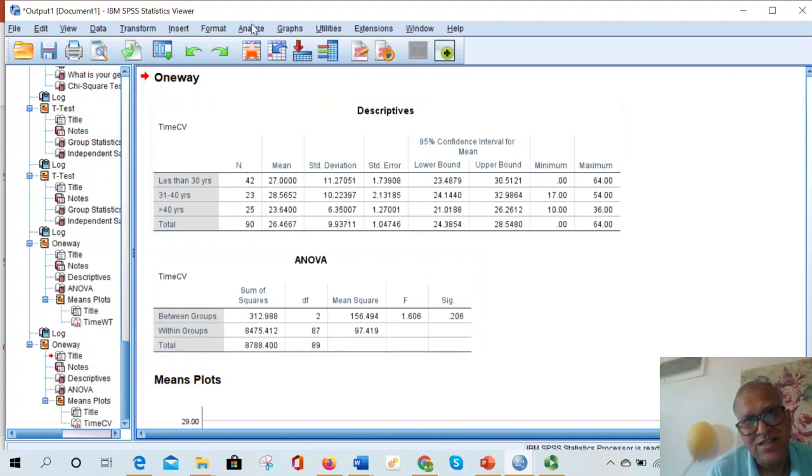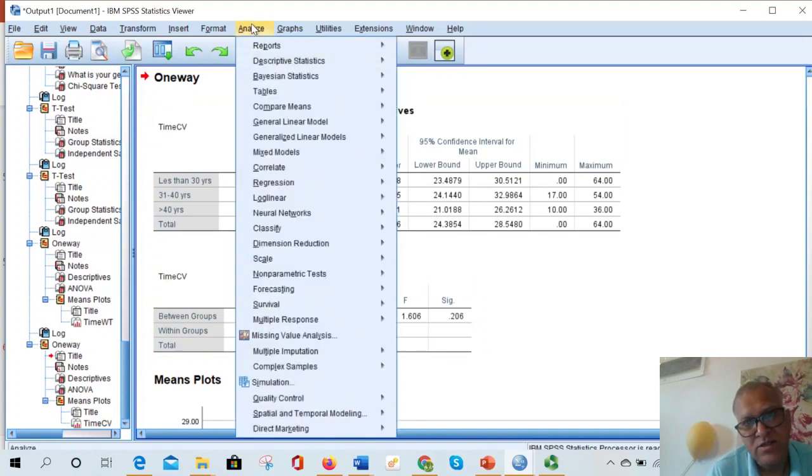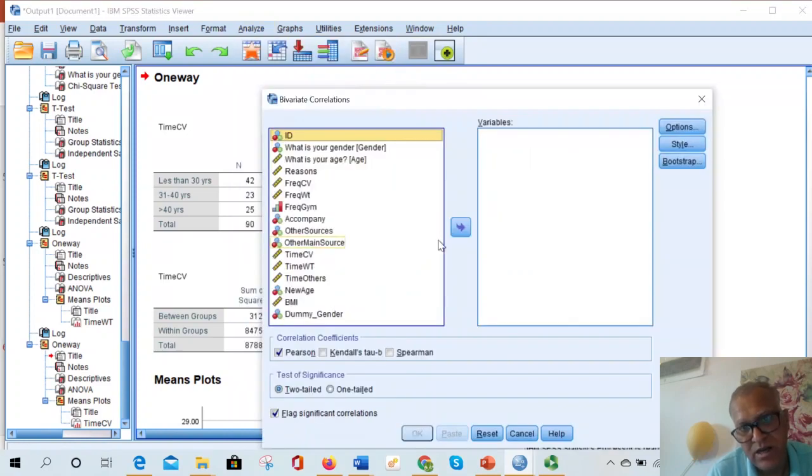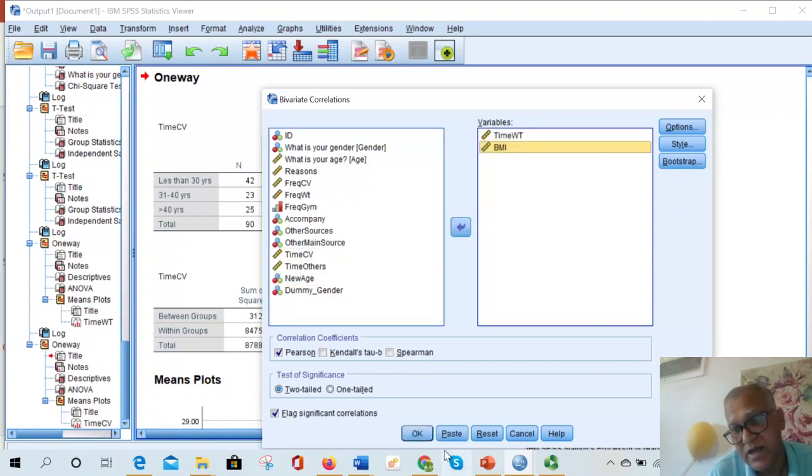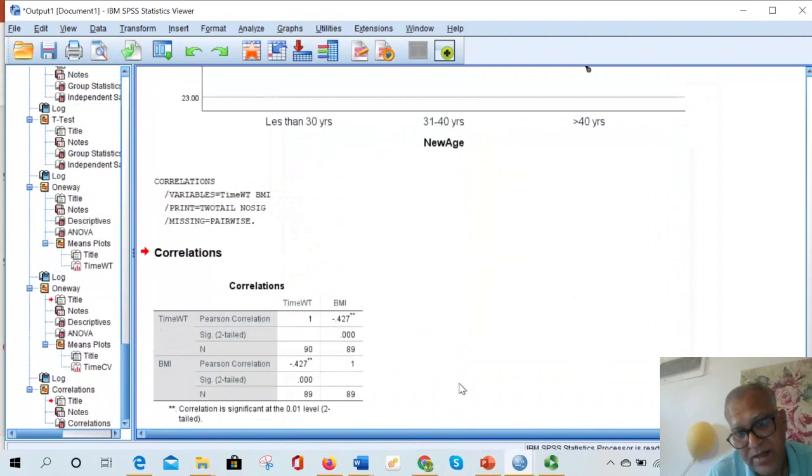Okay, so this is test 3. Correlation is the next one. So we want to see the correlation between time spent on the weighing machine and body mass index. So let's say time spent on weighing machine and body mass index, which is the weight of the people, and the Pearson is already chosen. I don't think we need anything, and click OK. Here is the result.